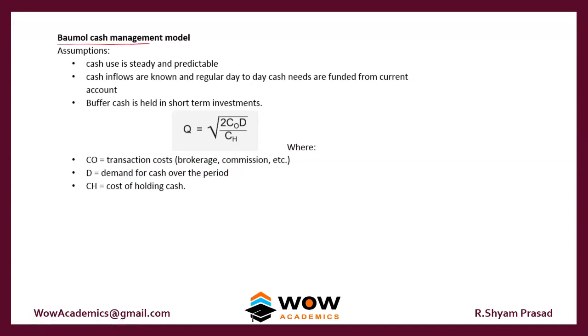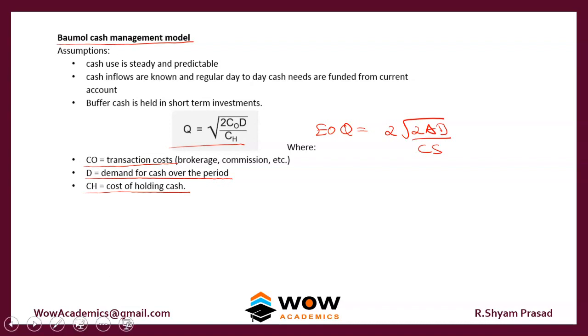So we'll start from the Baumol model. There are some assumptions here. We'll start from the formula. The formula is Q equals the square root of 2COD divided by CH. That means CO refers to transaction cost, D refers to the demand of cash over a period, and CH refers to the holding cost of cash. This is nothing but the same EOQ. It's again the same 2AB by CS. It's a similar formula, but it's done for cash management purposes.